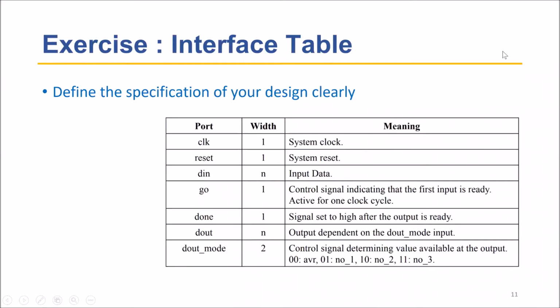As you can see, this is the interface table. The out_mode determines what we should show on the output. If it is 0, we must show the average value on the dout. If it is 1, then we must show number 1, and so on. Now we have the pseudocode and interface table, so we can design the block diagram of the data path.